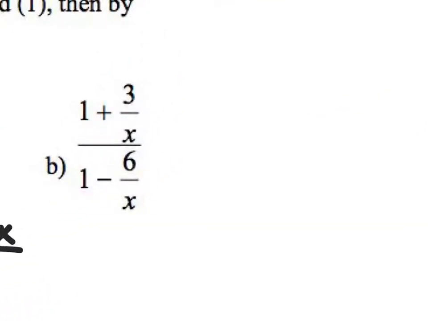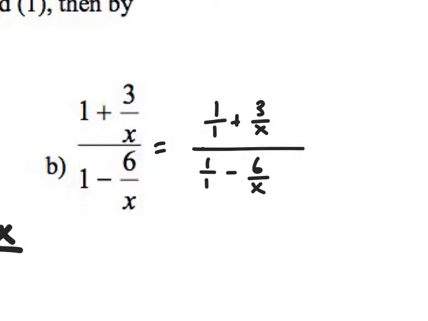And what I want to do here is rewrite this. And I'm going to use fractions in my numerator. So I'm going to do 1 over 1 plus 3 over x divided by 1 over 1 minus 6 over x. Now, between 1 and x, my common denominator needs to be x. So in my first numerator here, I'm going to multiply this by x over x. And the same thing in my denominator. I'm going to write x over x to get a common denominator.